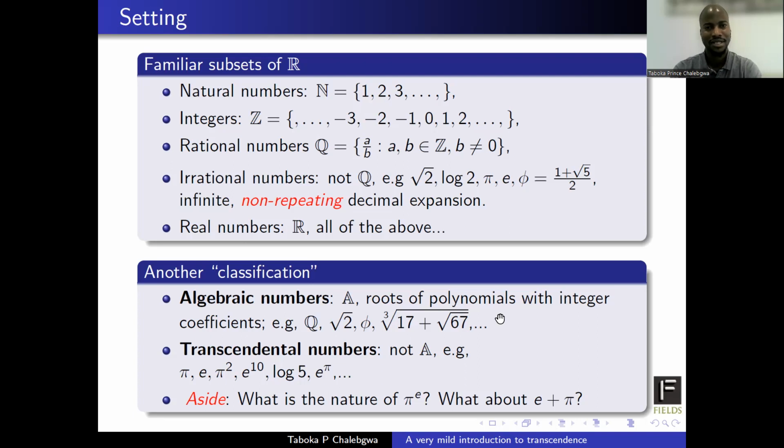e to the power 10 is another example. The logarithm of 5 is another example. And e to the pi is another example. As we will see during the talk, it is not easy to actually conclude whether a number is transcendental or not.